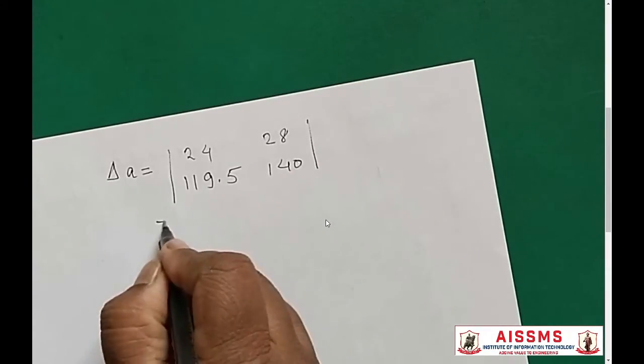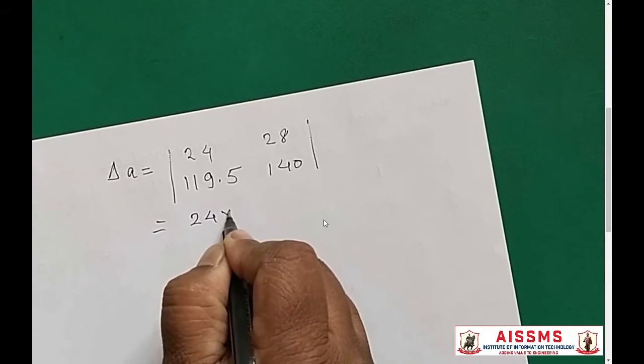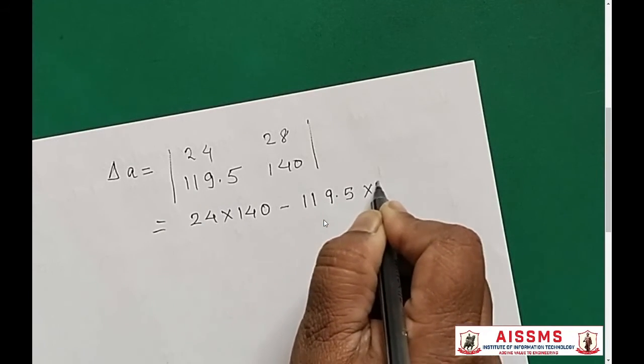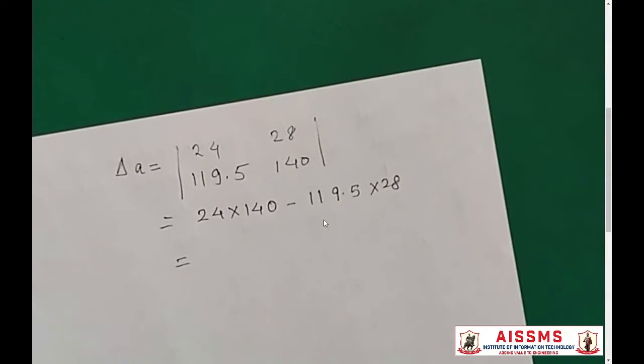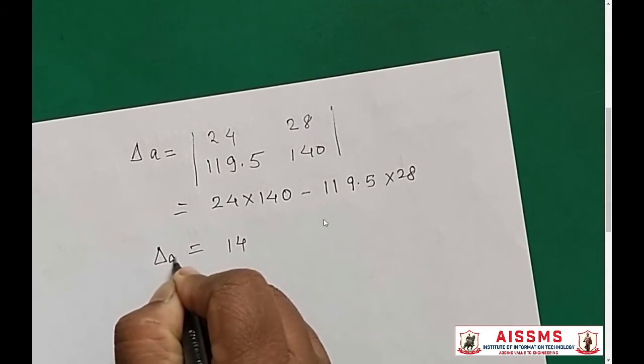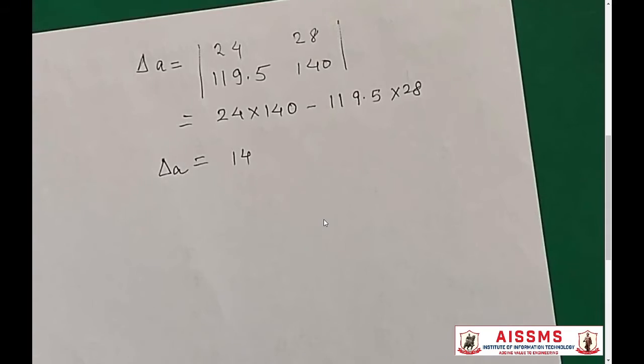So you will get delta A, which is 24 into 140 minus 119.5 into 28. If you calculate, you get the value as 14. So your delta A comes out to be equal to 14.